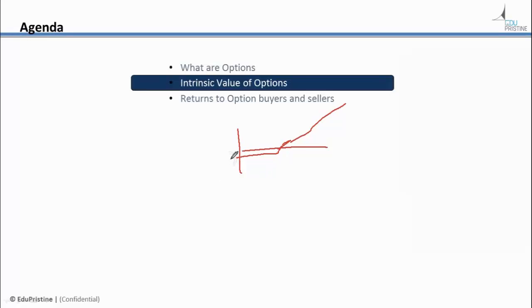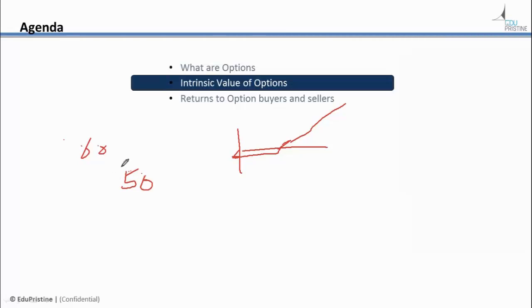What is this part? This is nothing but the premium I paid. Let's say I paid $5. If the market is at 60 and I agreed to buy at 50, I am making $10, but that is my payoff. Payoff is what you receive without considering what you have paid. If I agree to buy at 50 and the current market price is 60, my payoff is $10.